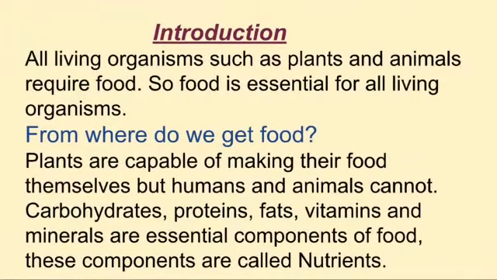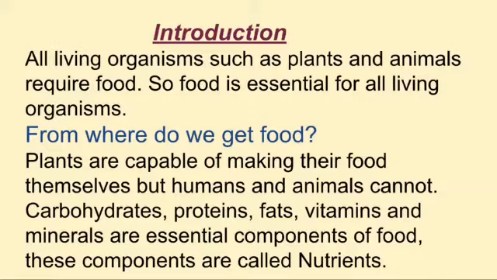All living organisms such as plants and animals require food. Food is essential for all. From where do we get food? Yes, we get food from the plants. Plants are capable of making their food by themselves, but humans and animals cannot. Carbohydrates, proteins, fats, vitamins and minerals are essential components of food, or you can say they are called the nutrients. These are all nutrients which are very important for us to get good health.